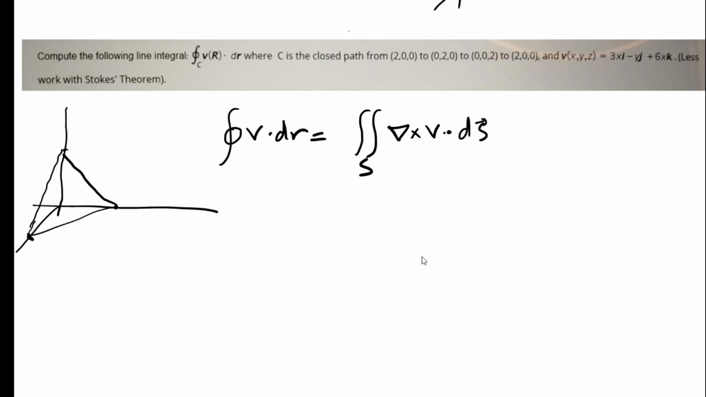Okay, so I don't know if this is necessarily simpler, but we'll give it a go. Oh, yeah, it is. I see. Okay. So what is the curl?